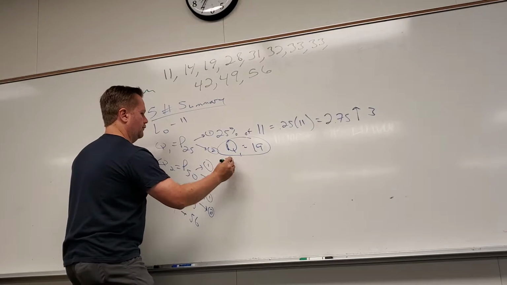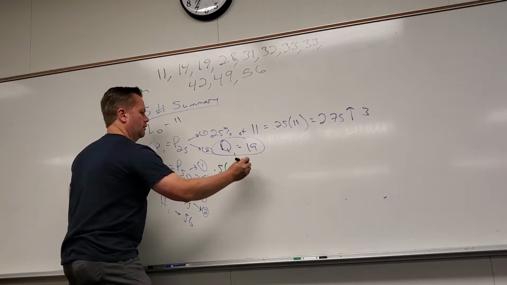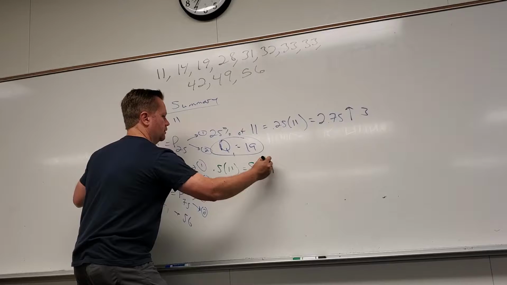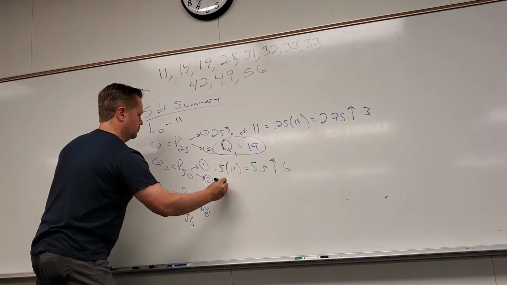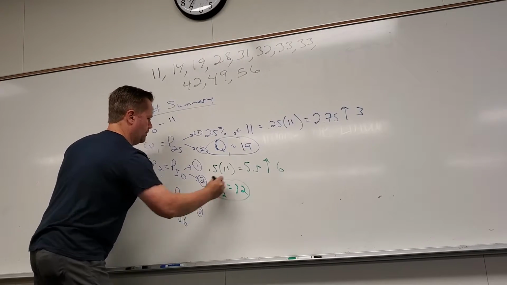Let's see, so what's half of 11? 5.5. 5.5, so you round up to 6. What's the sixth number? 32. So Q2 is 32. Bam.